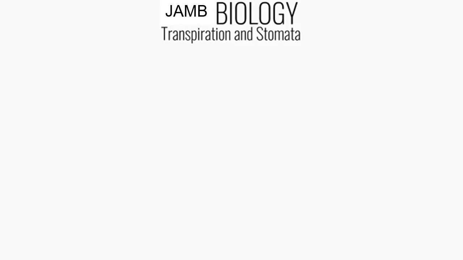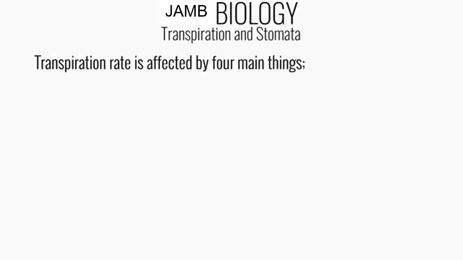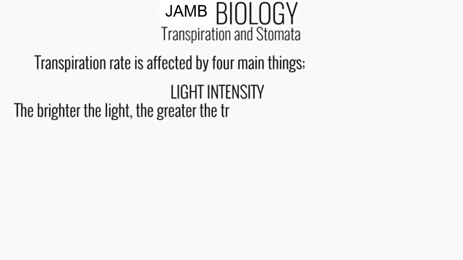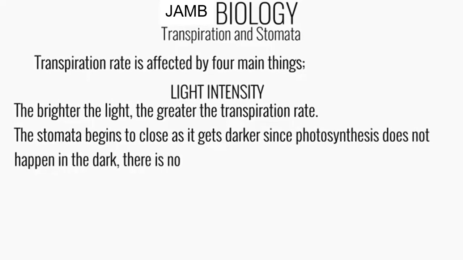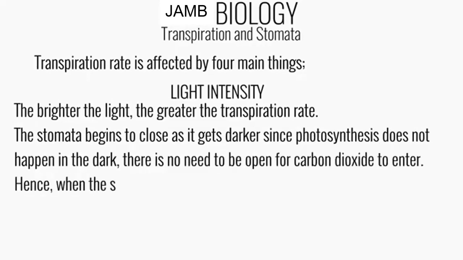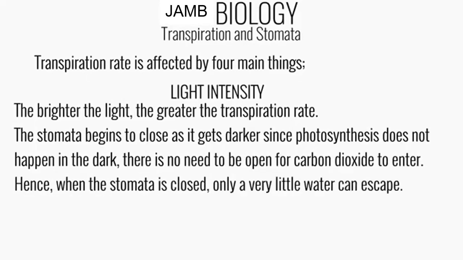of transpiration. So the transpiration rate is affected by four main things. Number one is light intensity. And of course, the brighter the light, the greater the transpiration rate. So the stomata begin to close as it gets darker. Since photosynthesis does not happen in the dark, there is no need to be open for carbon dioxide to enter. Hence, when the stomata are closed, only a very little water can escape.